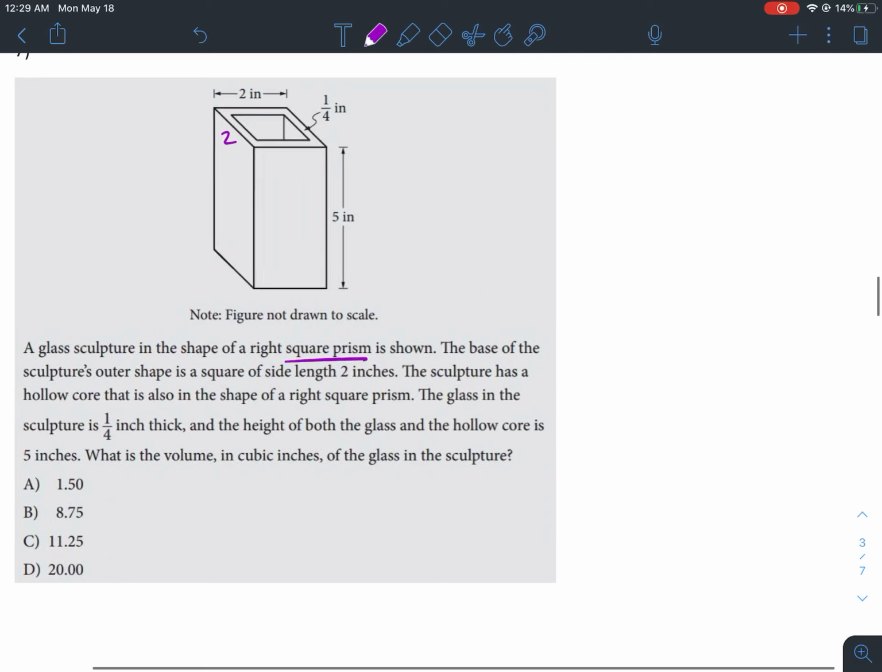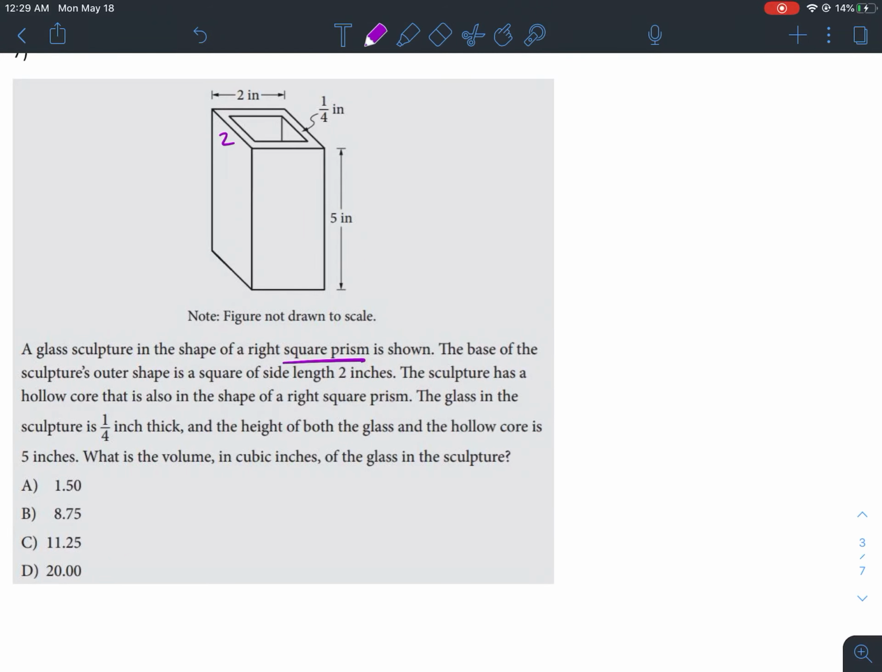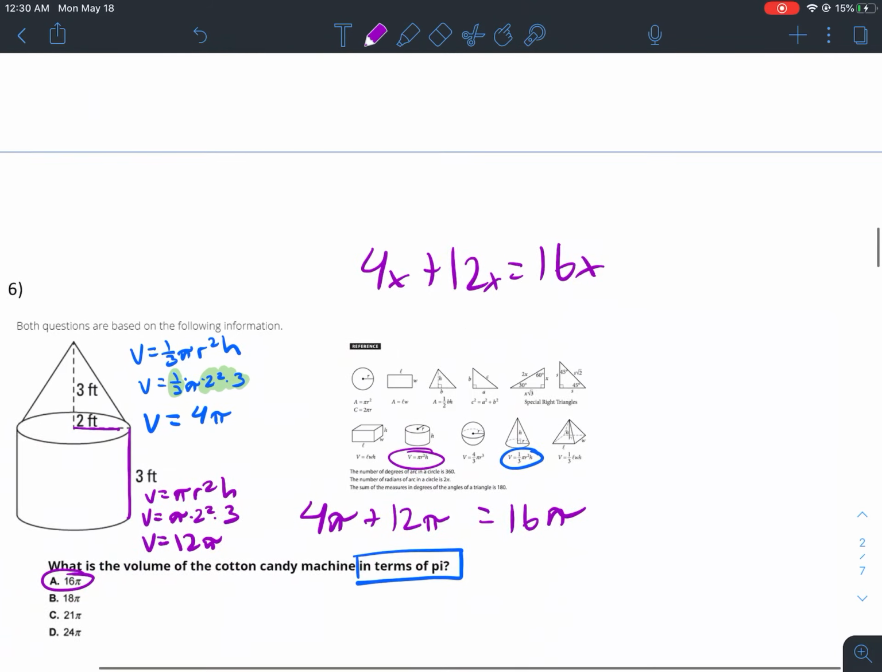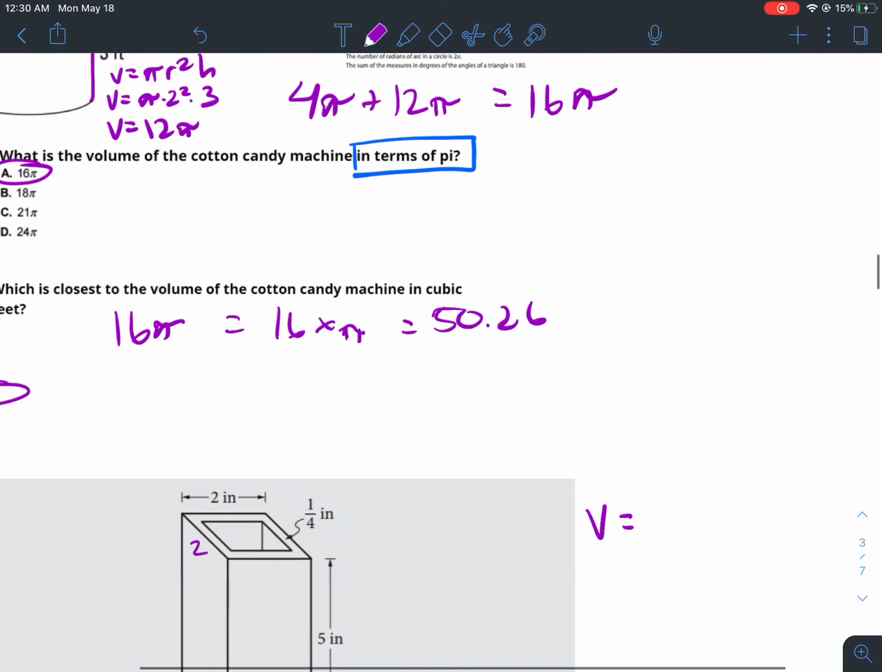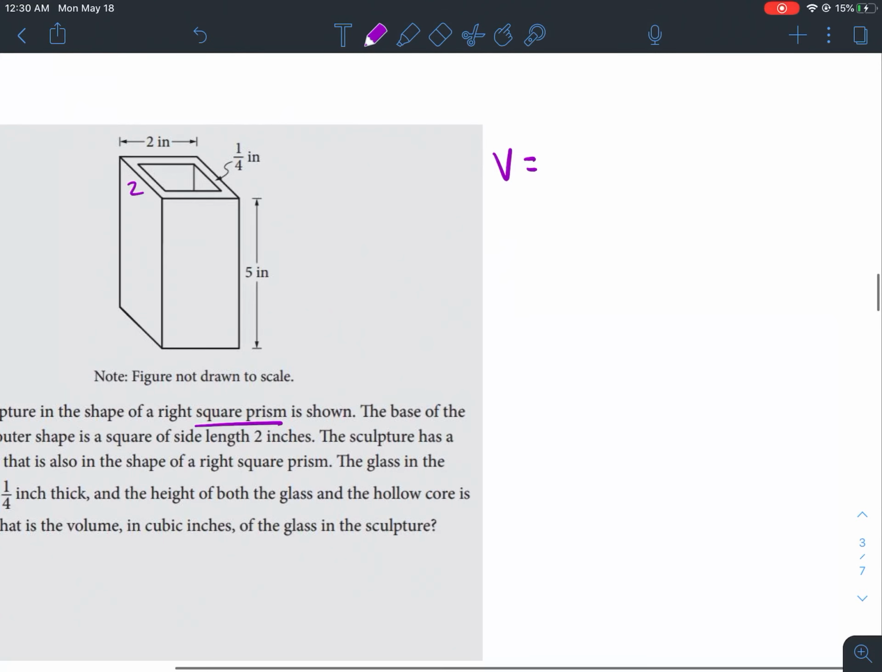So let's go ahead. We're going to find the volume of the big prism, the entire prism. So the volume of the entire thing. And since this is a rectangular prism, we can go back to our formula sheet. We know that for a rectangular prism, we do length times width times height. So we're going to use that. Volume equals length times width times height.